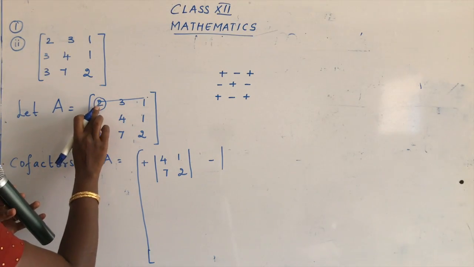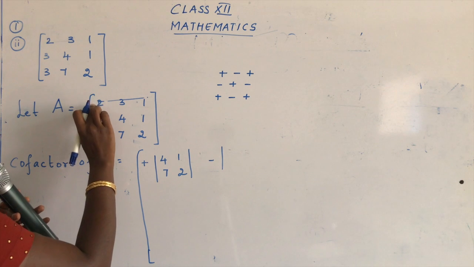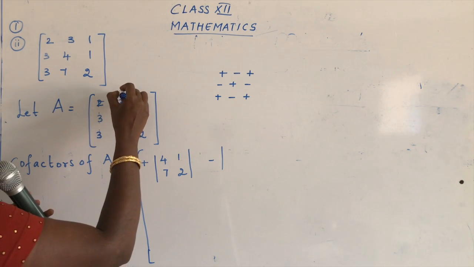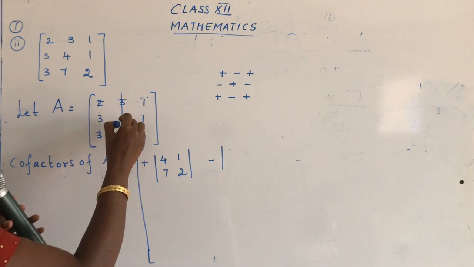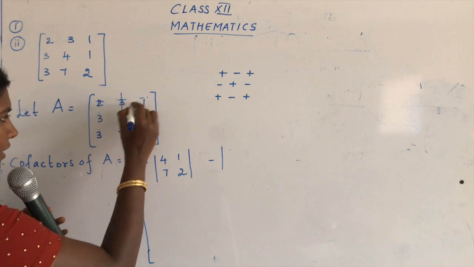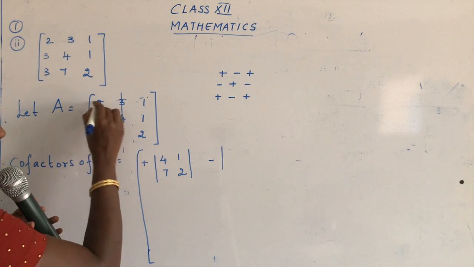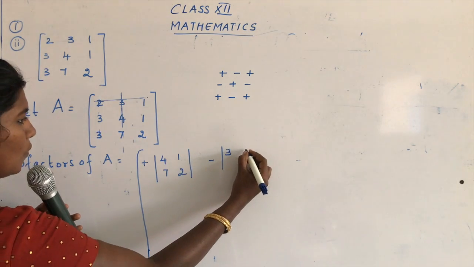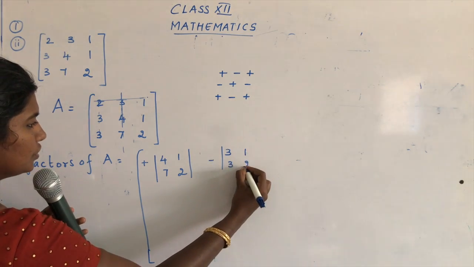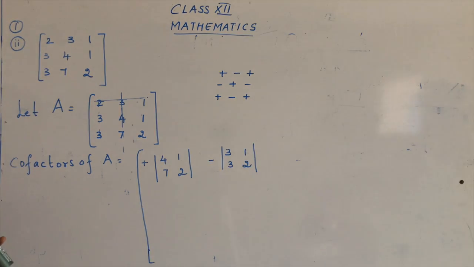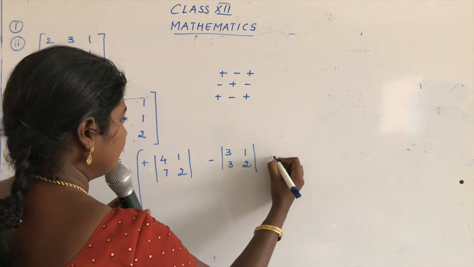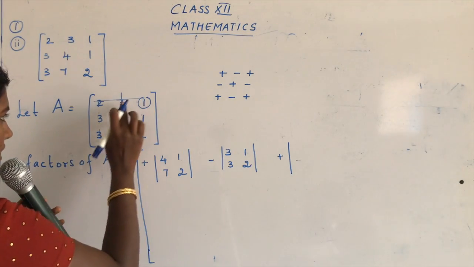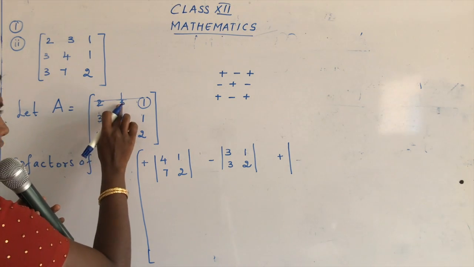So we have completed for 2. What is the next thing you're going to do? We are going for 3. Eliminate the row and eliminate the column. So what is left now? 3, 1, 3, 2. Next, what is the sign over here? It's plus. So write your plus. Same, it's 3, it's 1. So we have finished for 2, we have finished for 3.